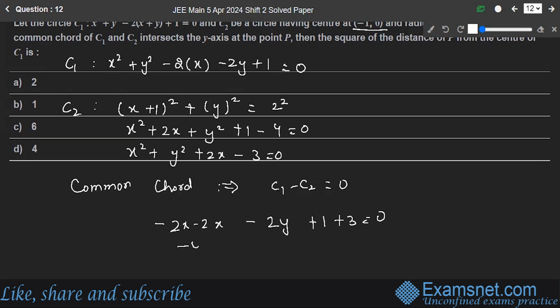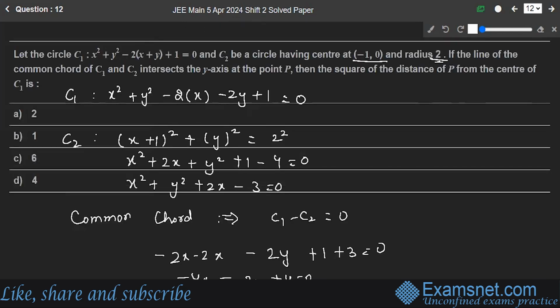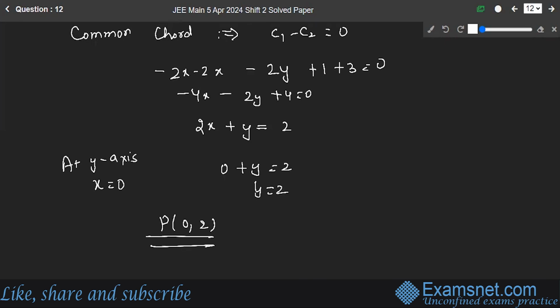This is equal to 0, minus 4x minus 2y plus 4 is equal to 0, or you have 2x plus y is equal to 2. Correct? Okay, so intersect the y-axis. Now, given the line of the chord of common C1, C2, they intersect the y-axis at the point P. So at the y-axis, x is equal to 0. So what will be the point? 0 plus y is equal to 2, so y is equal to 2. Therefore, what will be the coordinates of P? It will be (0, 2).